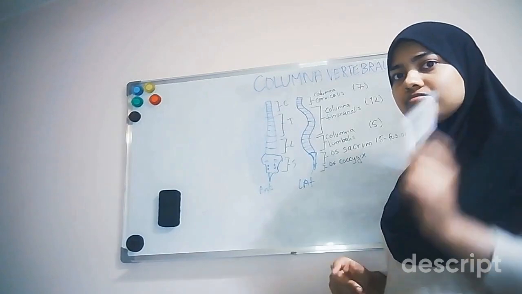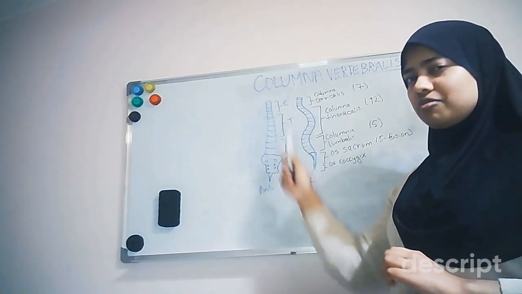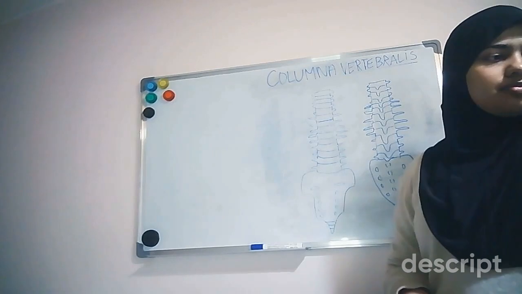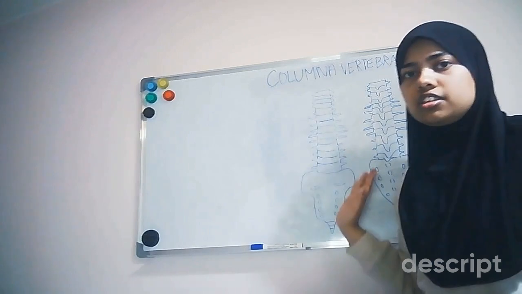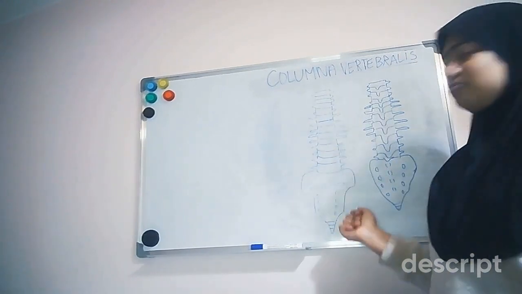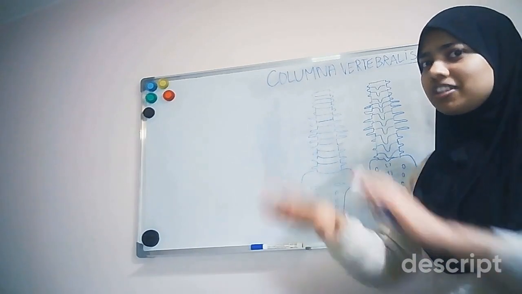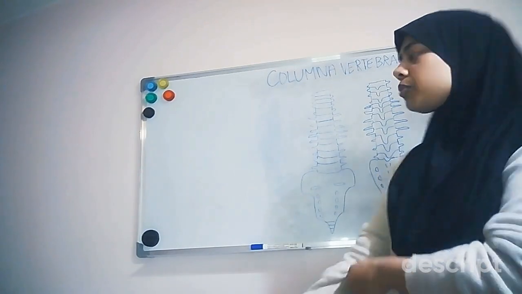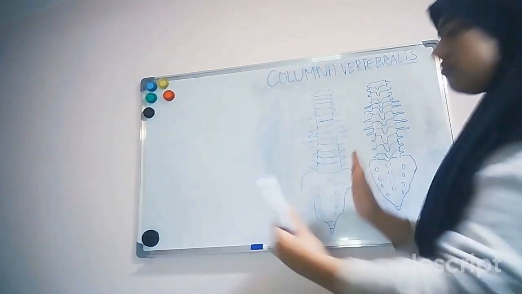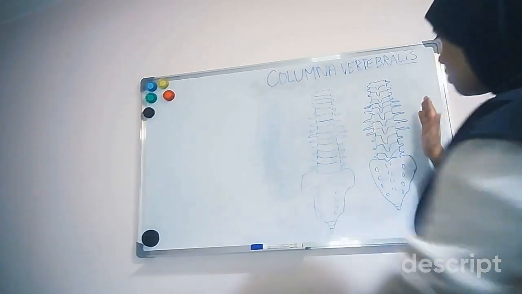So yeah. Now I'll just be drawing a few more structures. Okay, so now I've drawn the columna vertebralis. This is, well, it's illustrative, okay? It's not exactly anatomically correct, but I just want to give you a simple way of seeing it. This is from an anterior view, and this is from a posterior view.